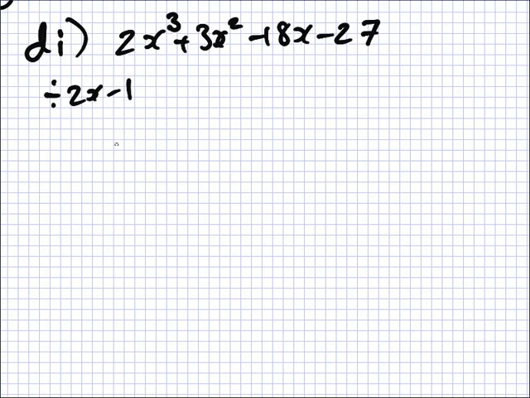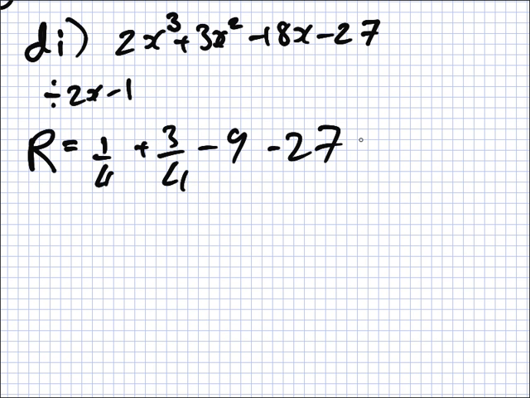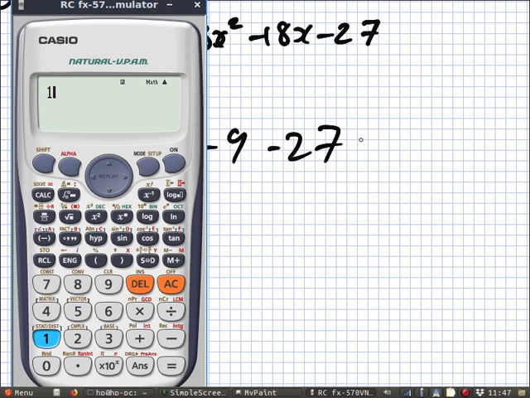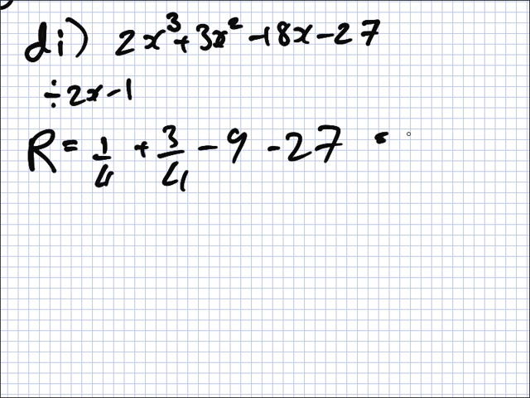Okay. You have to put in x equals 1 over 2. So what's that? A quarter plus 3/4 minus 9 minus 27, is it? So if we just type that in, a quarter, oh, well, that's 1, isn't it? Yeah, 1 minus 9 minus 27, minus 35? Yes.